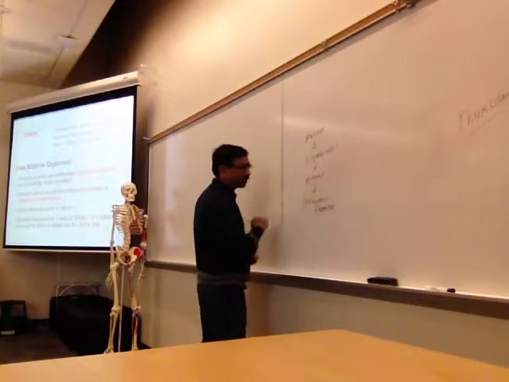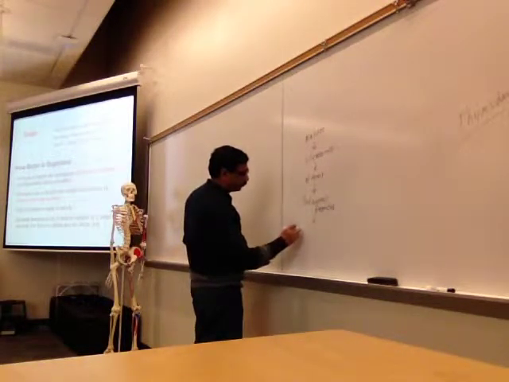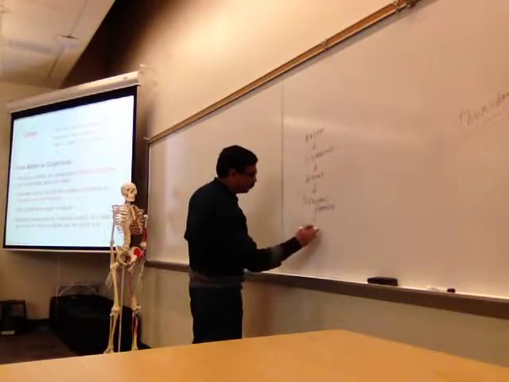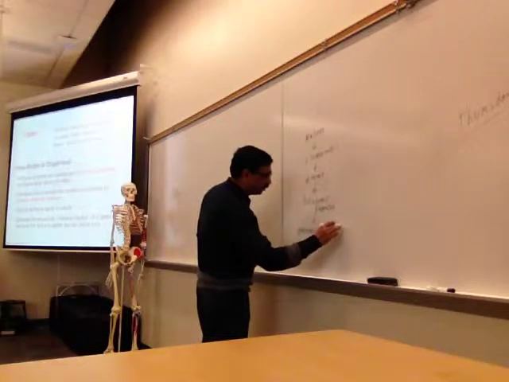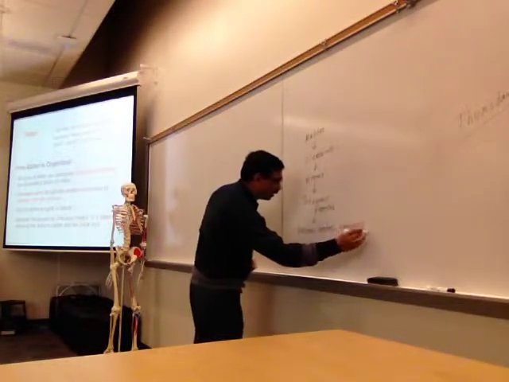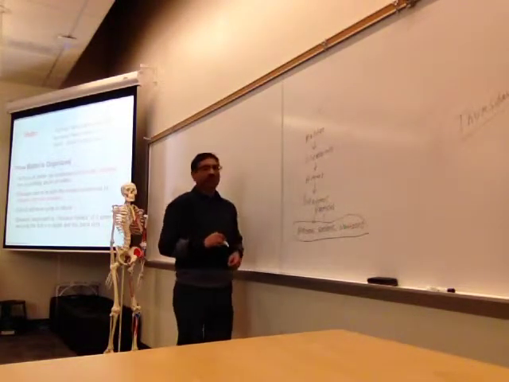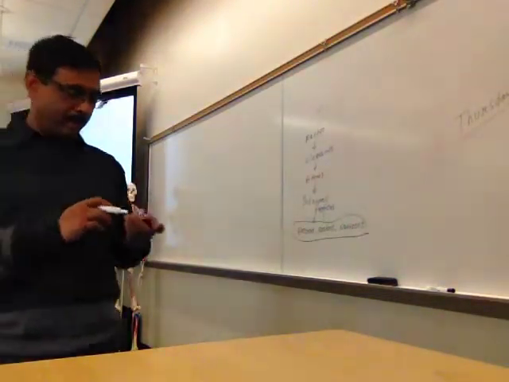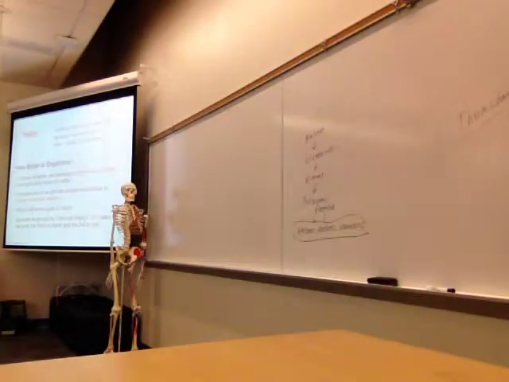So what are the subatomic particles? Electrons, protons, and neutrons. Okay, so those are called the subatomic particles. So that is how the structure of a matter is.